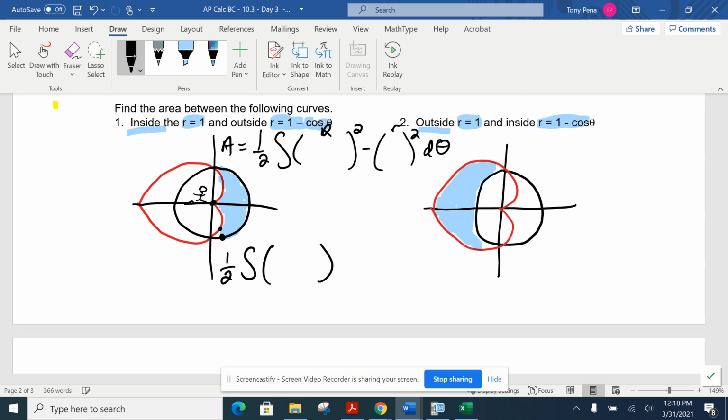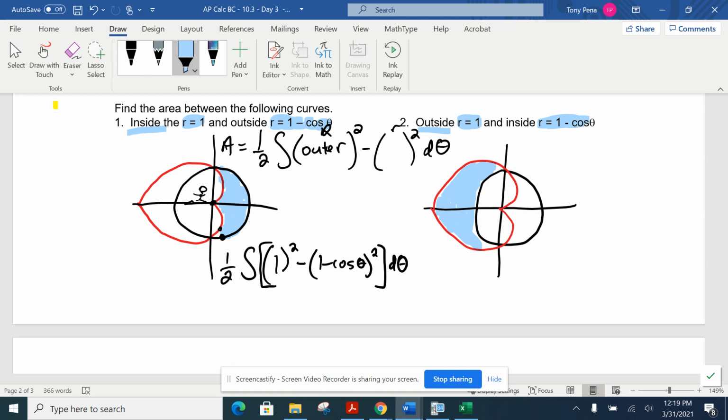So initially, hopefully, if we understand this is the outermost, when we look at this blue region, the outermost curve is the circle. That's the outside of that region. So the circle, I certainly don't need big parentheses to write a 1 in here, would be 1 squared. And then minus the little r, the one that's going to give you the smaller radii. That's the red curve, the cardioid, which is 1 minus the cosine of theta squared. And then our change in the angle.